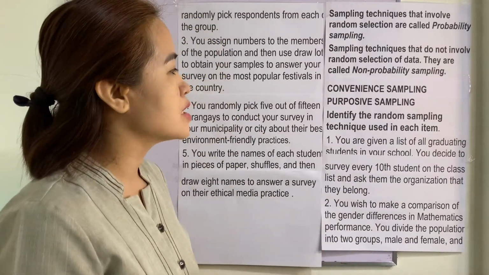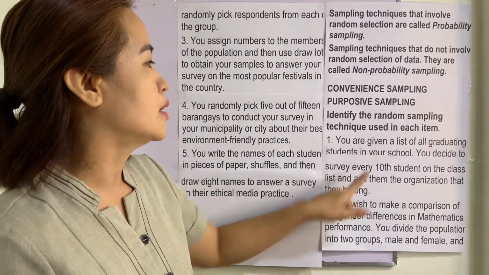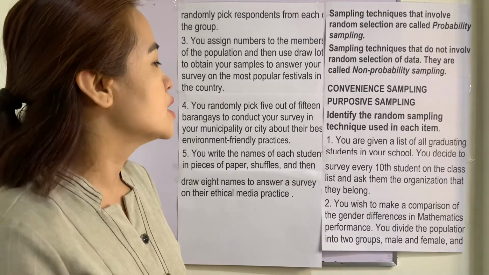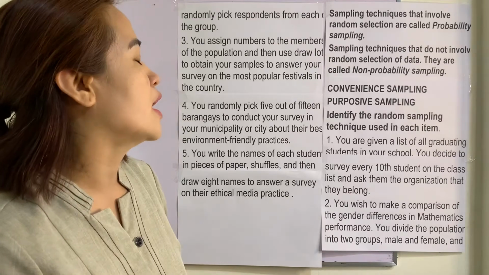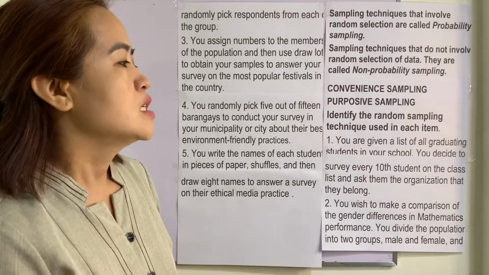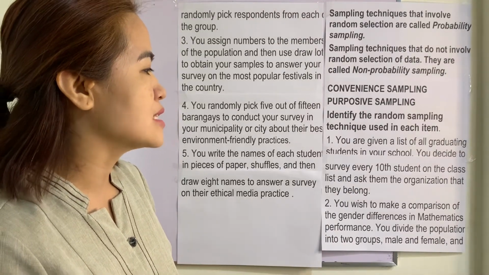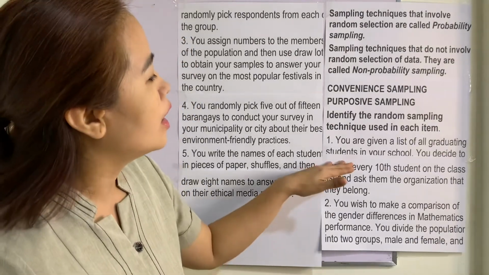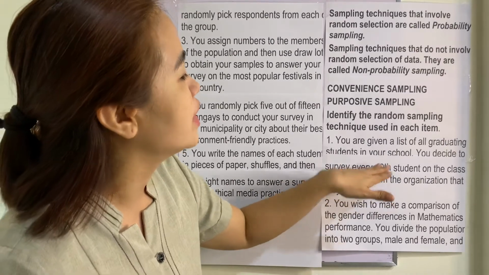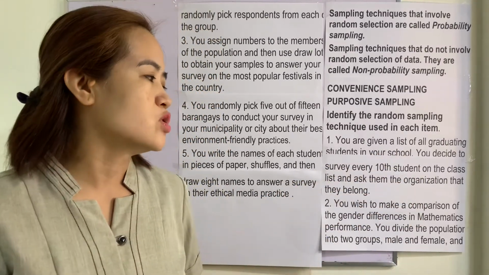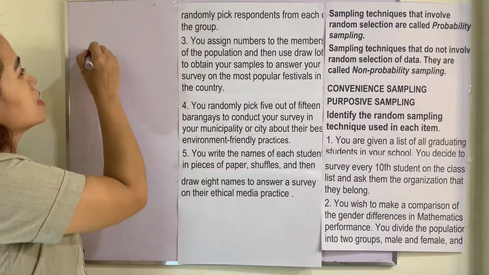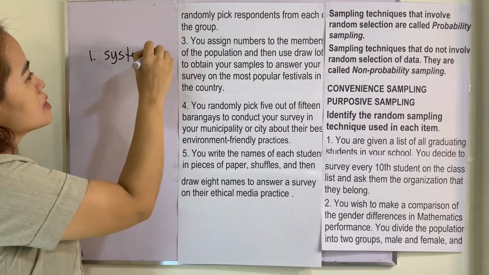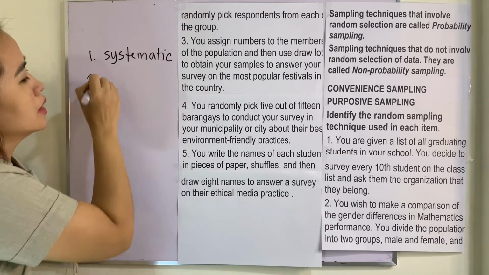Identify the random sampling technique used in each item. Number 1, you are given a list of all graduating students in your school. You decide to survey every 10th student on the class list and ask them the organization that they belong to. Of course, we are asked to get only every 10th student on the class list. So this one is a systematic random sampling.